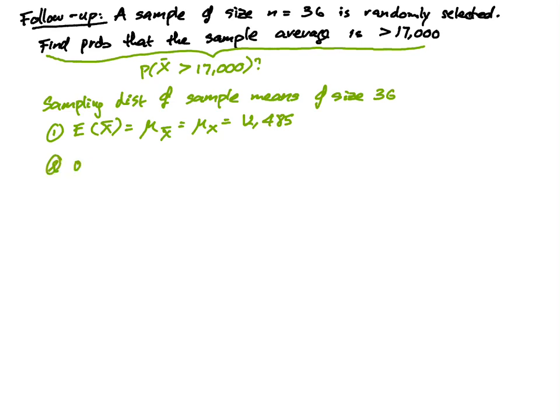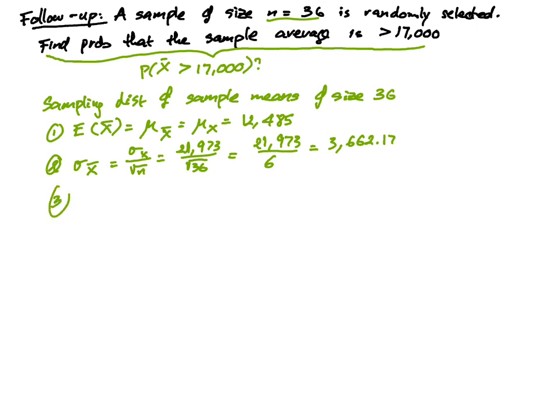Now the standard error, sigma x bar, is equal to sigma x divided by the square root of the sample size, which is equal to 21,973 divided by the square root of the sample size, right? In this case, we have a sample size of 36, so we divide it by the square root of 36. This gives us 21,973 divided by 6, which is 3,662.17.